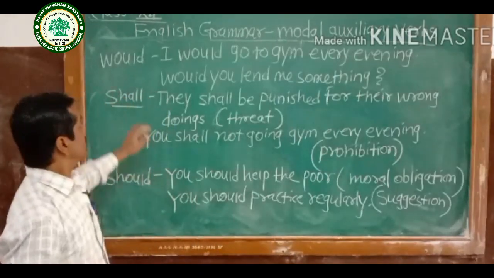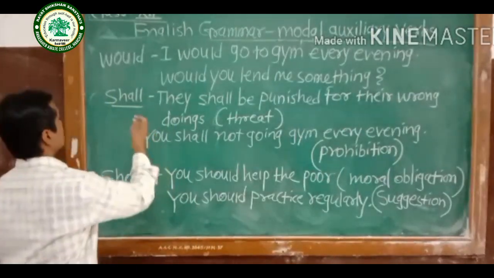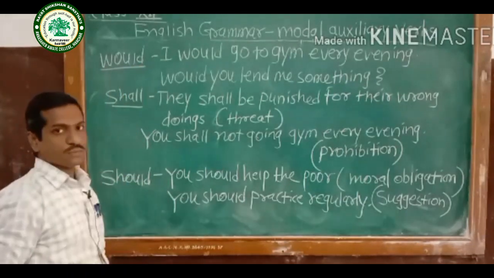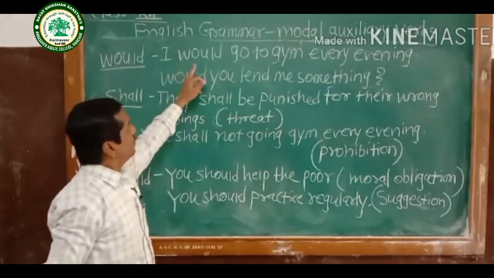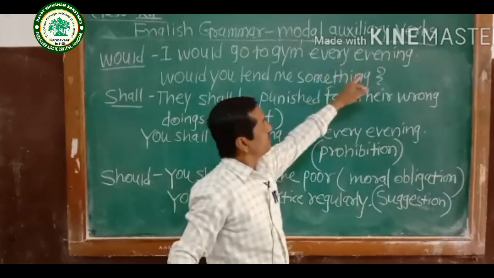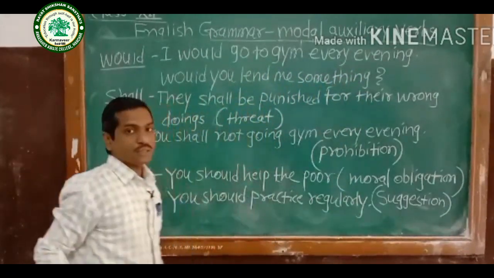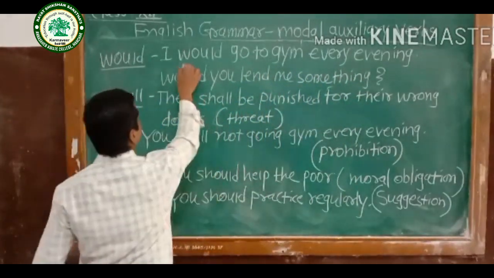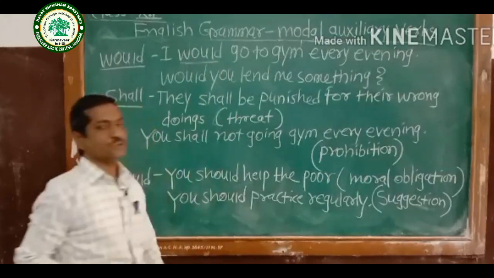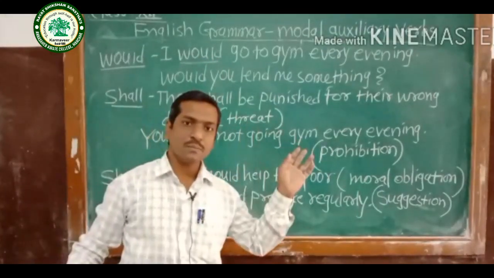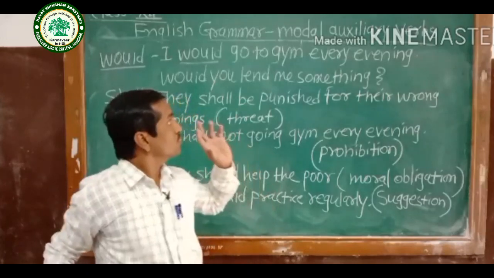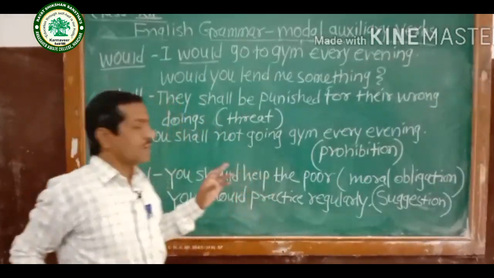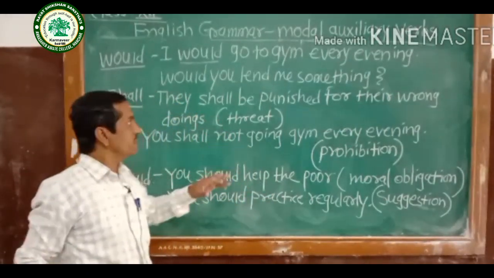Now students, the next auxiliary verb is would. I would go to gym every evening. Okay, in this sentence, would expresses my past habitual action. In past time, I would go to gym every evening. Then, I used to go to gym every evening.